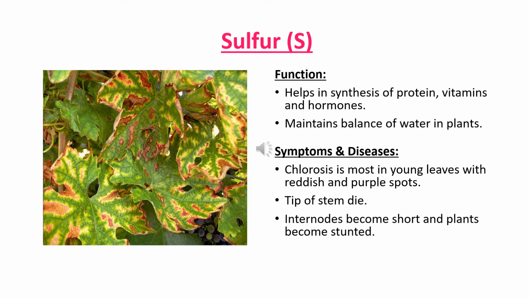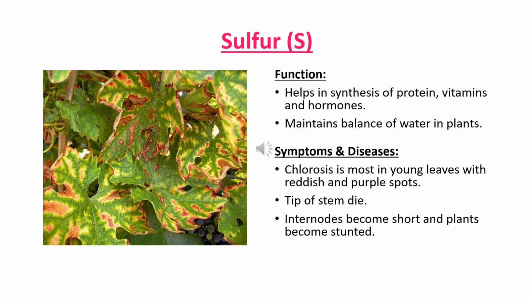Sulfur is another macronutrient. And what is the function of sulfur? It helps in synthesis of protein, vitamins and hormones. The vitamins and hormones are kind of catalysts, and they help other activities to go faster, and also enhance the other cellular activities. So sulfur is very important for the plant, and it also maintains the balance of water in plants.